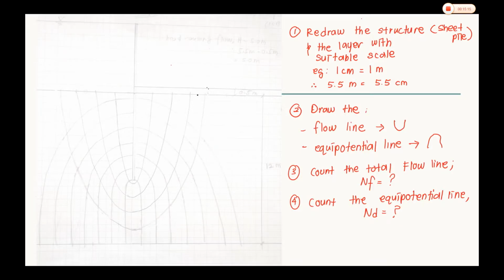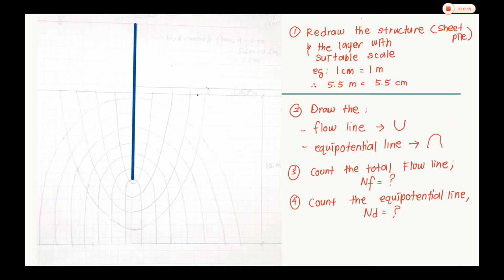Right. So first we need to redraw the structure, the sheet pile, and also the layer, with a suitable scale. Whether you plot on graph paper or A4 paper, make sure that all the elements, the structure itself and the layer, fit within the paper. So use a suitable scale. For example, for 1 meter, we use 1 cm. Meaning 1 meter equals 1 cm. So if we have a thickness of 5.5 meter, it is equivalent to 5.5 cm.